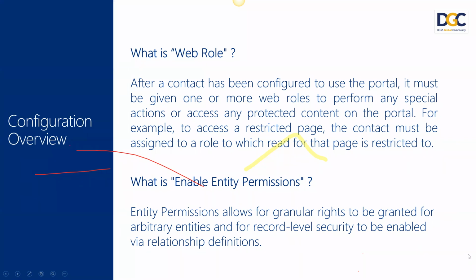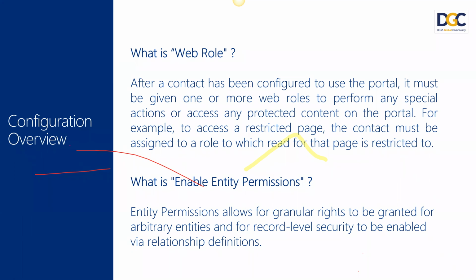So I just want to reiterate on the web role and entity permission, because we are going to see this in our demonstration. So web role is basically, as soon as the contact has been configured to use the portal, we have to provide one or more web roles to perform any special actions or access any protected content on the portal. To explain this, I'm going to create a contact, and I'm going to switch the roles so that I can show you that even for one user, we can enable and disable the role, and then you see the effect on the web page when we do that.